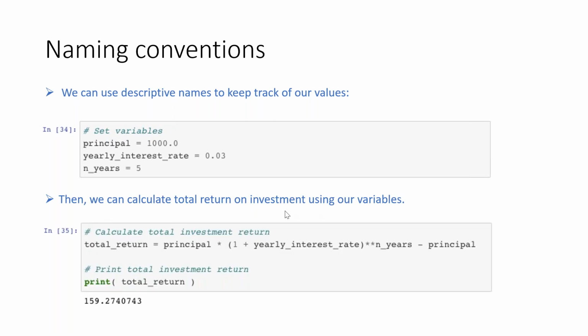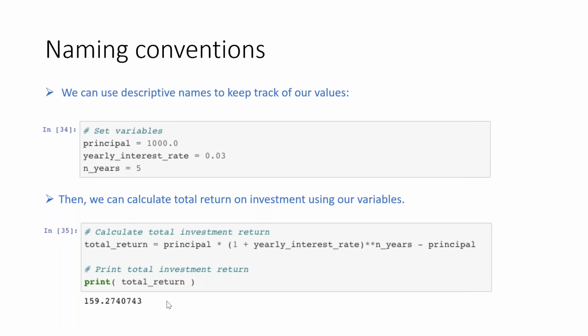Then we can calculate the total return on investment using our variables. So I'm calling it total underscore return, that is capital R. I'm using these variables in the calculation, and I'm producing the output. This is how real programs are written.